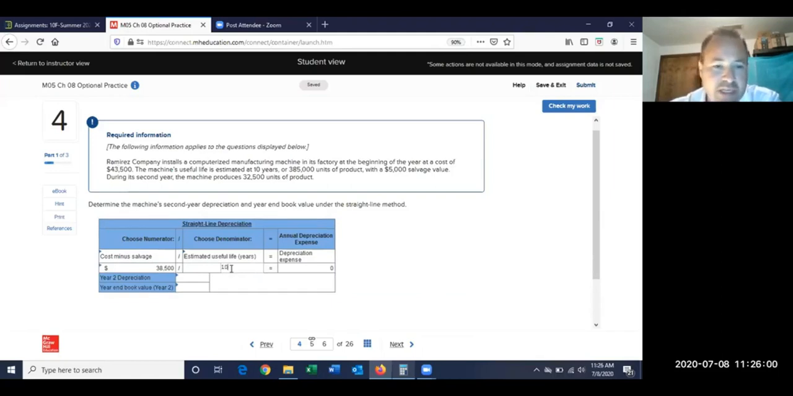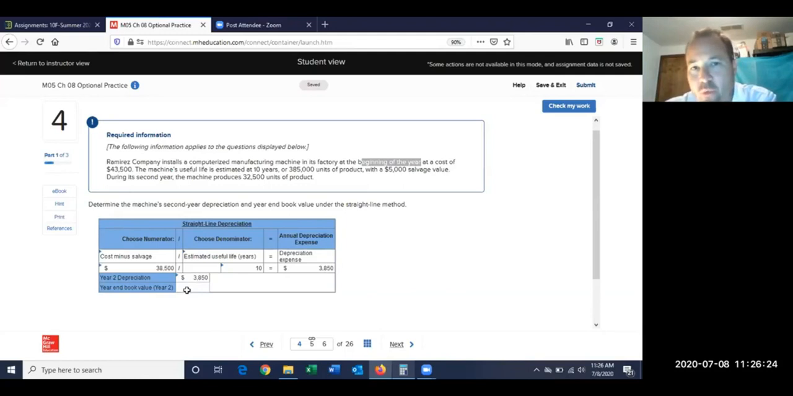Estimated useful life, 10 years. That's what it tells me in the problem. So it's saying every year I'm going to depreciate $3,850. Now it tells me that this was purchased at the beginning of the year. So in year 1, we would have depreciated it fully. So therefore in year 2, we're going to depreciate it fully again, $3,850.